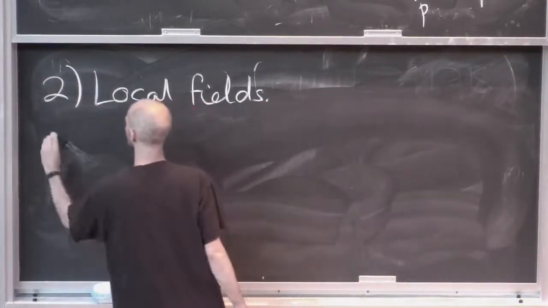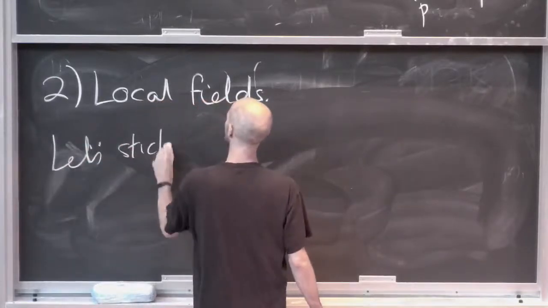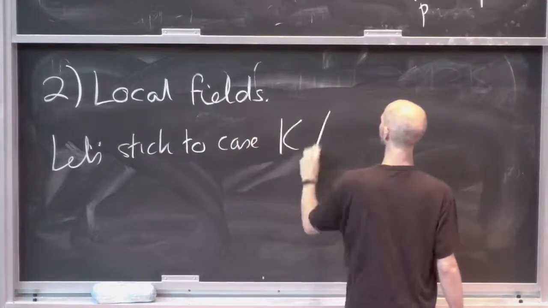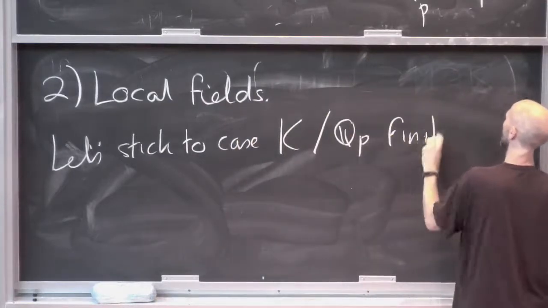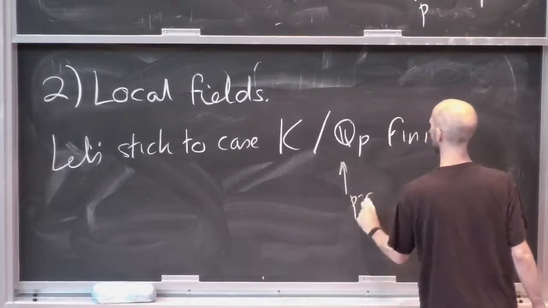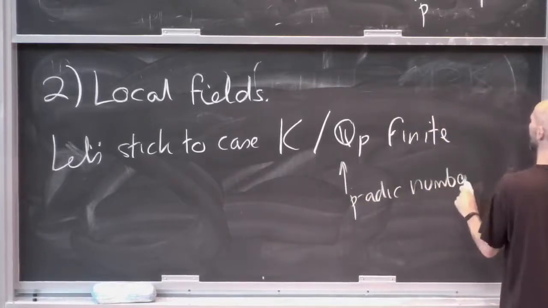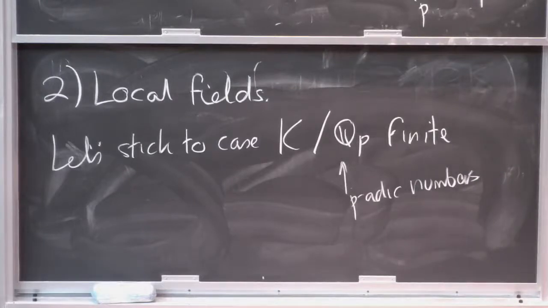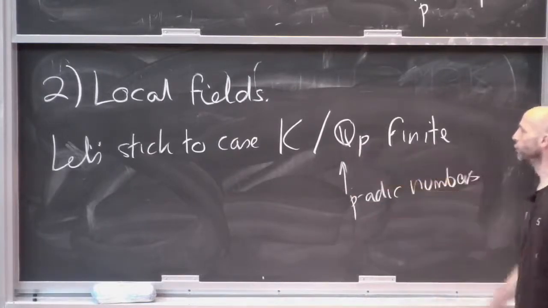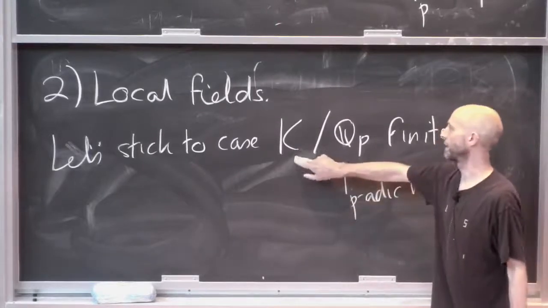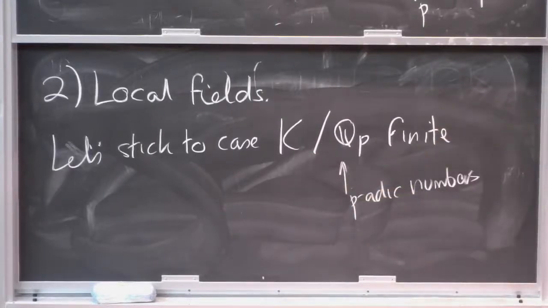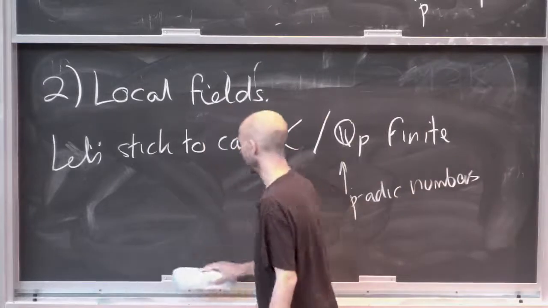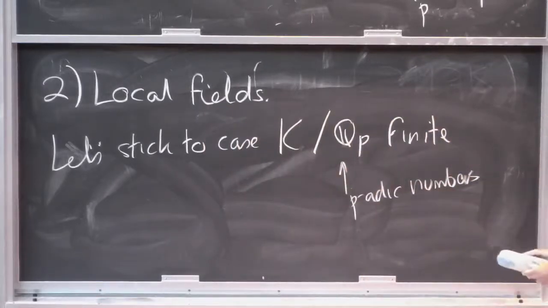Let's stick to the case K over Q_p finite. So here Q_p is the p-adic numbers. This is some complete normed field, and K is a finite extension of this complete normed field. I remember when I was your age, I was quite happy with Q_p because I'd done all the exercises in Cassels' little book on elliptic curves. But I was always a little bit scared about finite extensions of Q_p. So hard luck. I'm going to do finite extensions of Q_p.